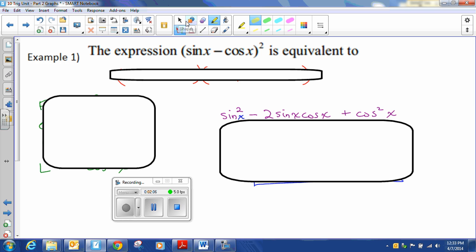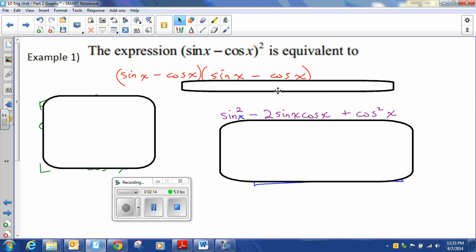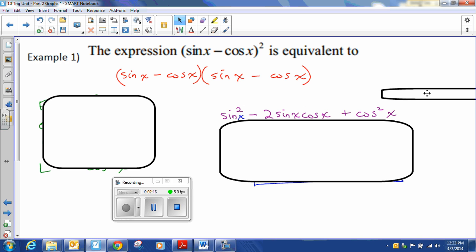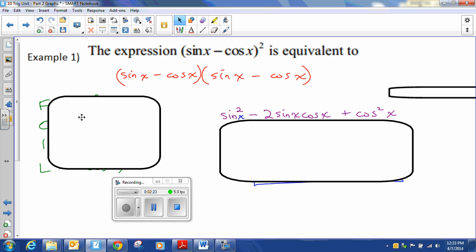Let's take a look at example 1. So here we have sine x minus cosine x all squared. What I like to do first is just write it out in expanded notation: sine x minus cosine x times sine x minus cosine x. So we have to FOIL.